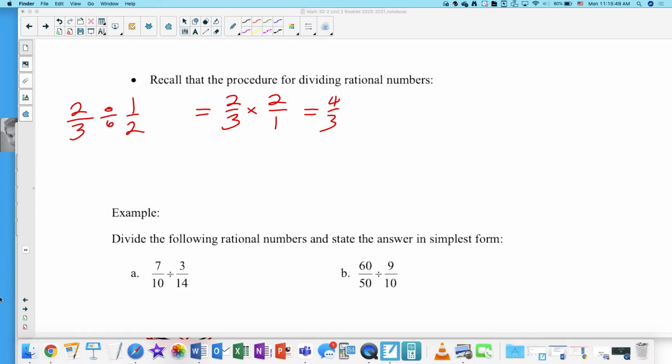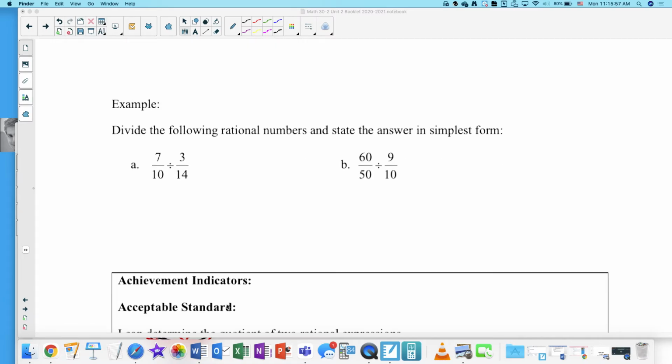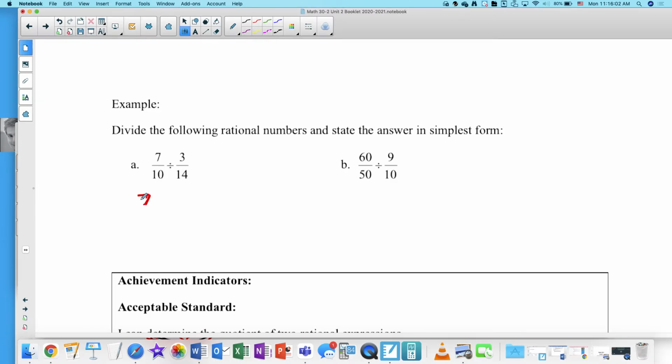Okay, so let's just try this with a couple more. We've got 7 over 10 divided by 3 over 14. Okay, so we can start with the 7 over 10, and then multiply by the reciprocal of the second. Okay? At this point, we can do exactly what we would do with multiplication. So multiply numerators. 7 times 14, I think, is 98. Over 3 times 10 is 30.